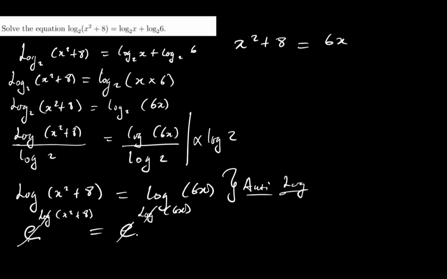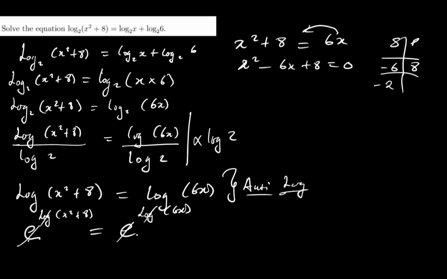At this point, x squared, this can jump and be like minus 6x plus 8 is equal to 0. Then you can look for the sum and product. So the sum is minus 6, the product is 8. What are those two numbers? Those two numbers are negative 2 and negative 4. So this would be x minus 2 and x minus 4, equal to 0.